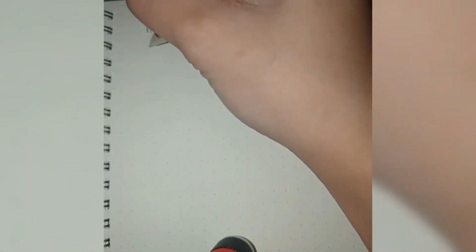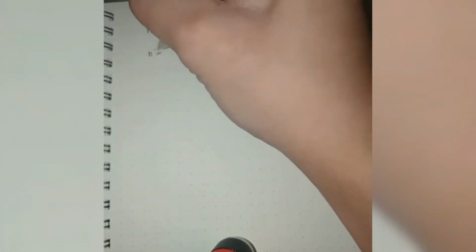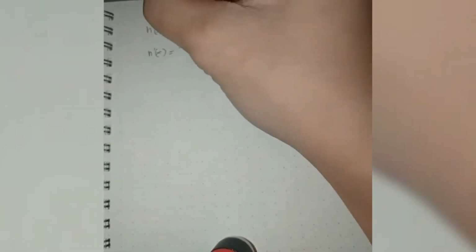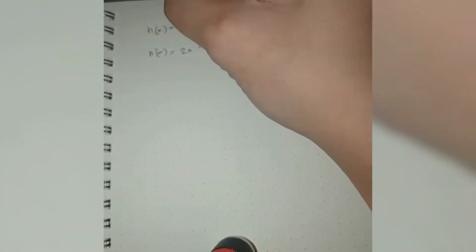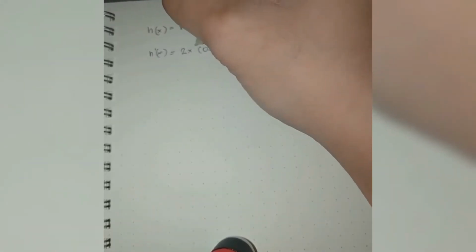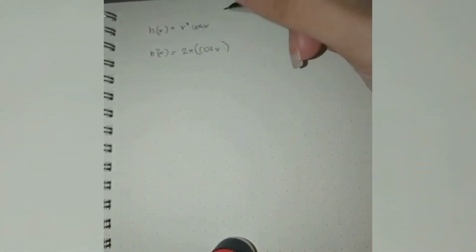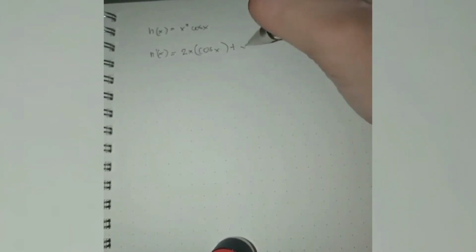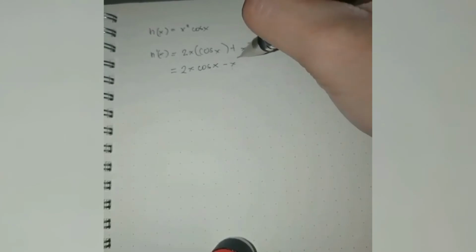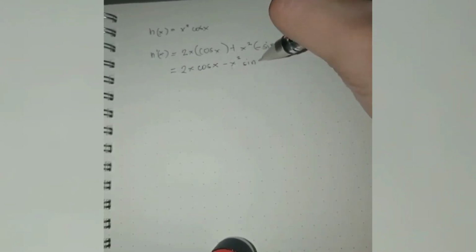So our problem here is h(x) equals x squared cosine x. Our first derivative here is h prime of x equals 2x times cosine x plus x squared times the derivative of the second part, which is the negative sine x. So we have 2x cosine x minus x squared sine x.